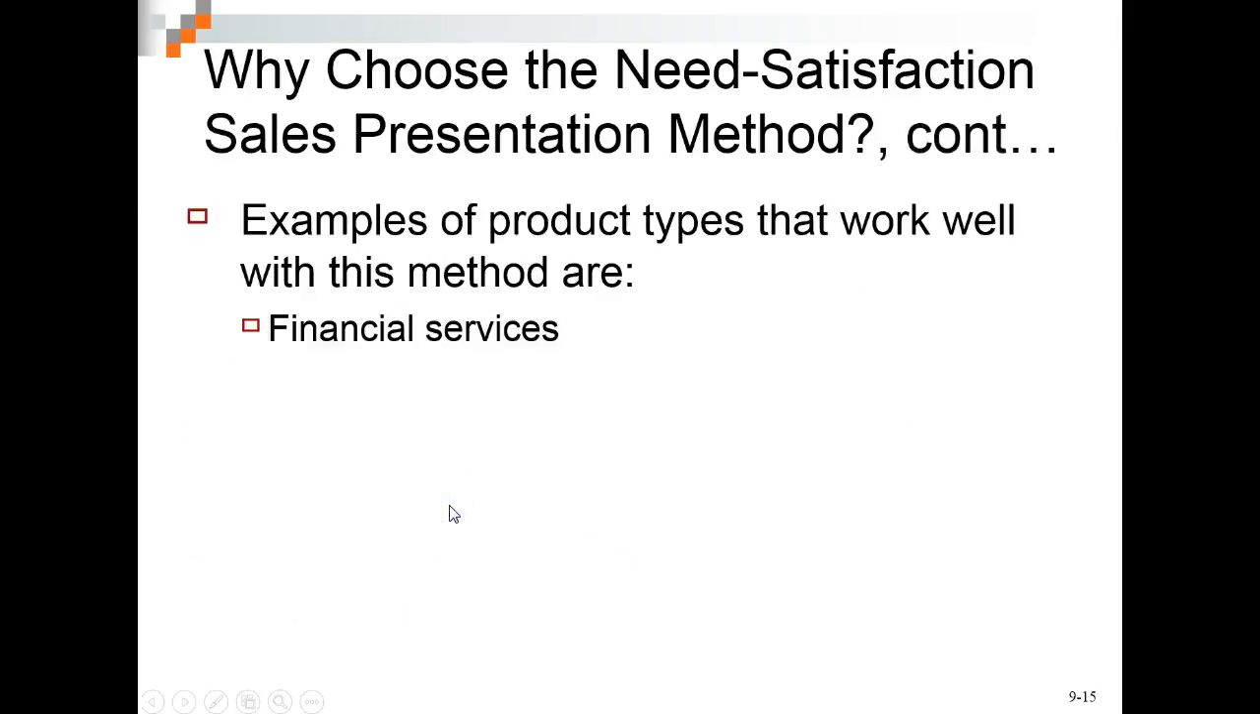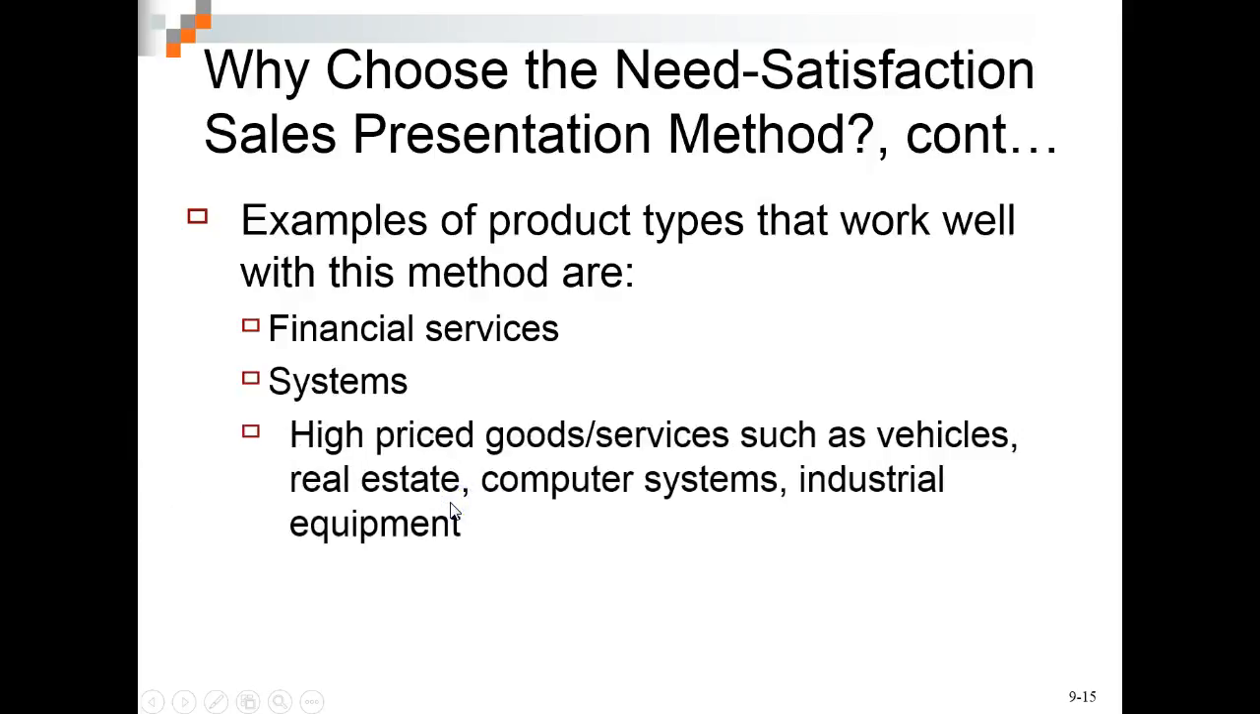Okay. So, example of product types: financial services, systems, entire systems, high-priced goods, vehicles, real estate, computer systems, industrial equipment. Stuff that's a little more technical. Something where you're going to show up and say, like those of you who went to a used car lot recently, what is it that you need?